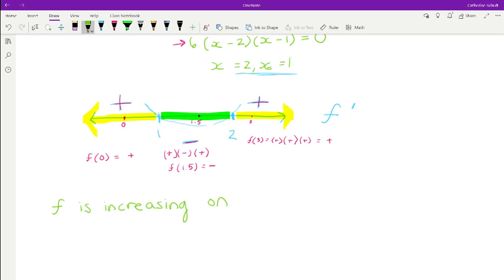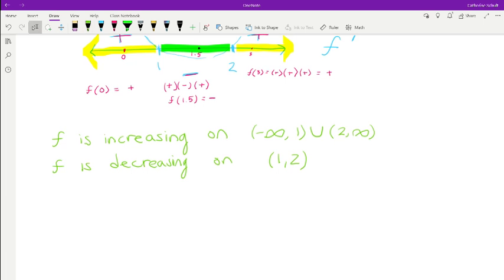So f is increasing on, let's see, that first one is negative infinity to 1, and make it an open interval, and then 2 to infinity. Those are those outer two intervals. And then we can join intervals, we can unite them with a union symbol. And then f is decreasing where the derivative is negative, so between 1 and 2. Okay, excellent. So there you go. There's the increasing/decreasing test.